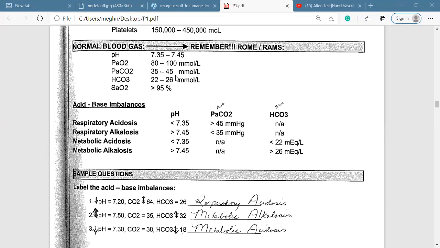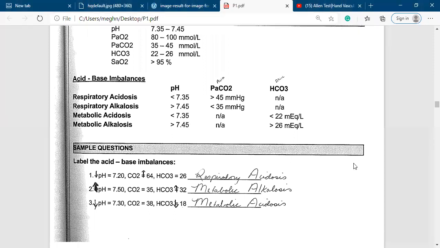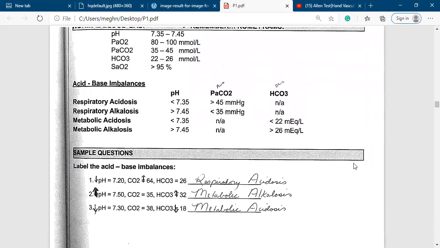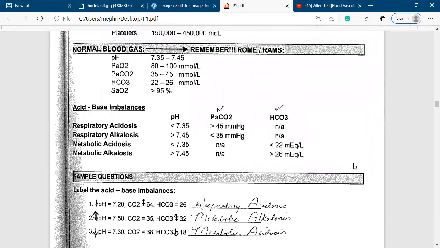Some students like the ROME method. ROME means R for respiratory, O stands for opposite, M stands for metabolic, and E stands for equal. Rome is the capital of Italy. So me is very special, right? Me is special. I need my license because I'm working so hard. I am to be the special.